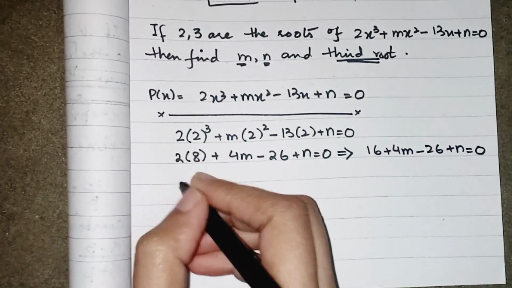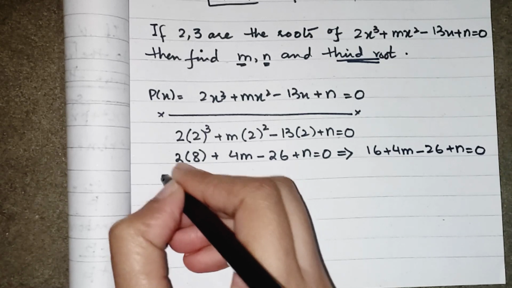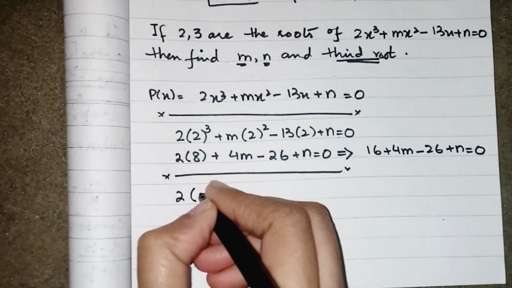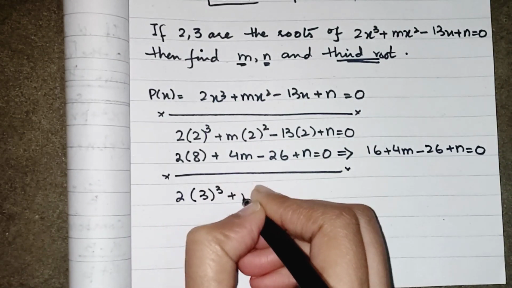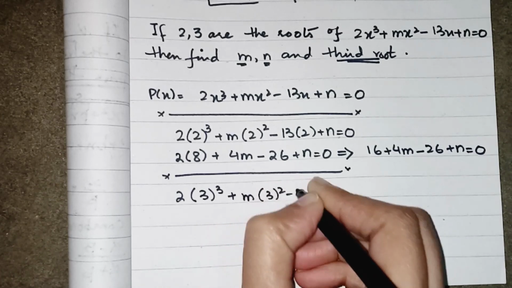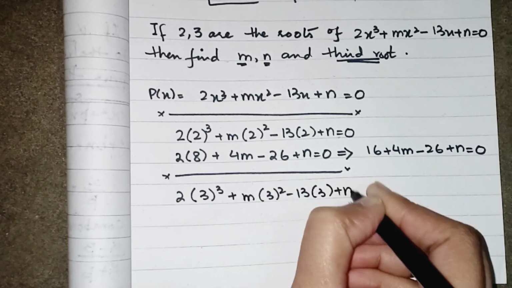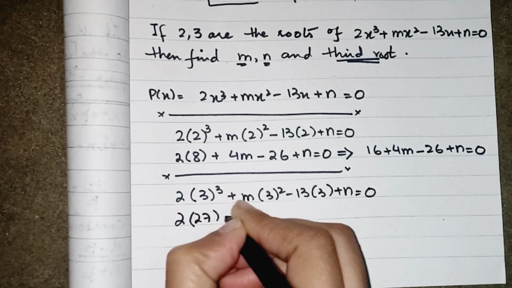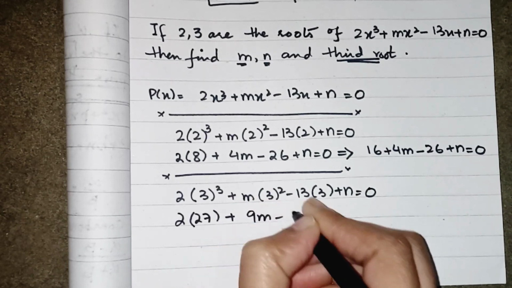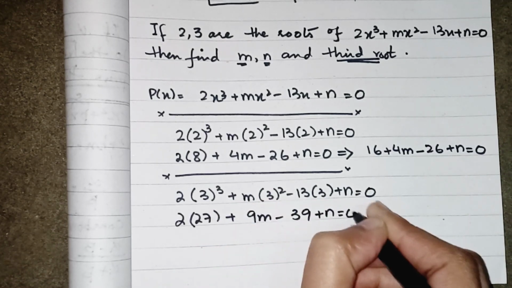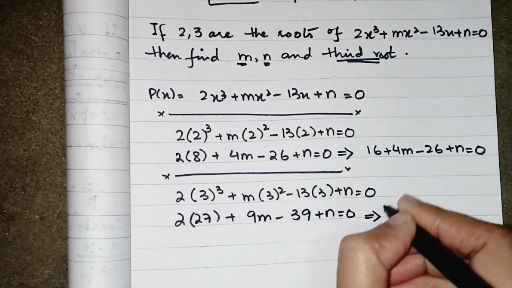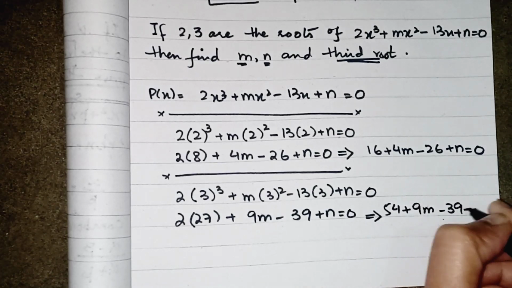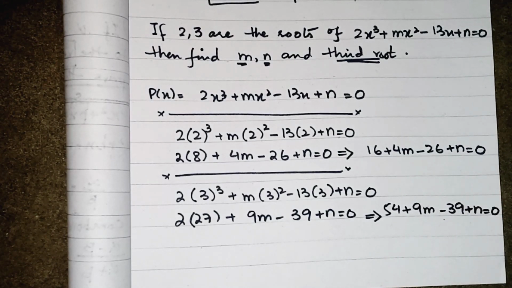For the other equation, putting x equal to 3: 3 cube plus m times 3 square minus 13 times 3 plus n equals 0. 3 to the power 3 means 27, plus 9m minus 39 plus n equals 0, which will result in 54 plus 9m minus 39 plus n equals 0.